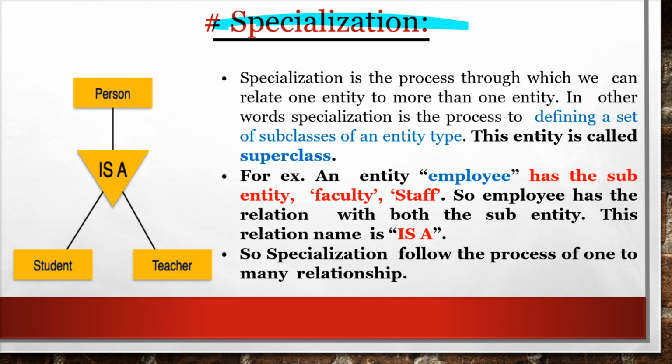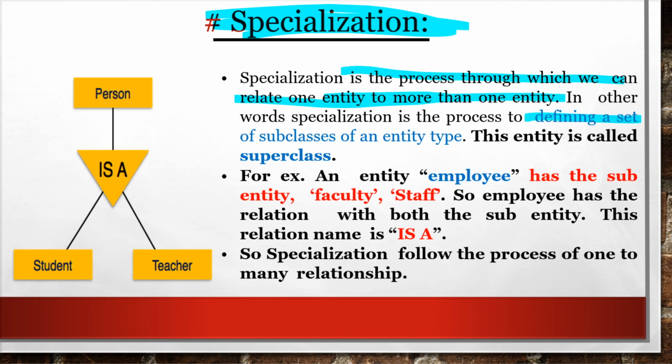So here the first concept is specialization. By specialization we mean a process through which we can relate one entity to one or more entities. Defining a set of subclasses of an entity type means we are defining sub entities for a superclass. This entity is called the superclass.